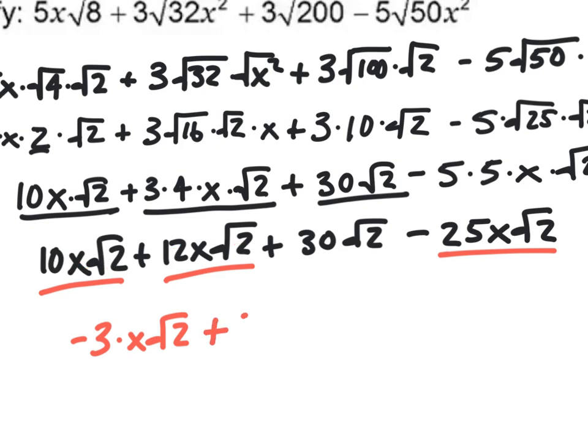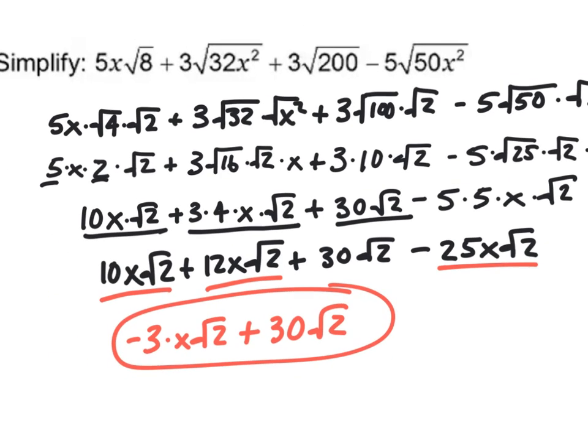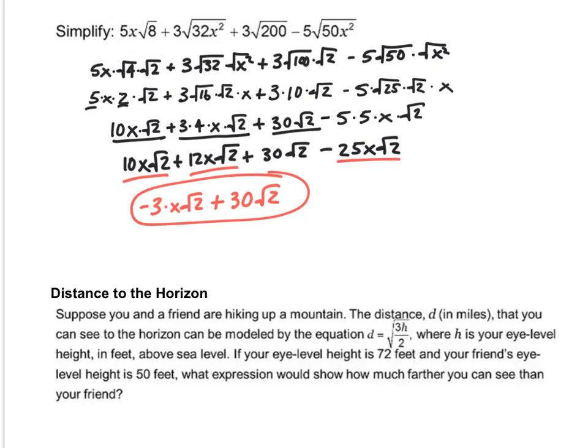Then I'm going to add 30 times the square root of 2, and you can just leave your answer like that. That's what I'd prefer you guys to do, because you can't combine those, all right? And that's it for that one. That one's kind of tricky, all right?